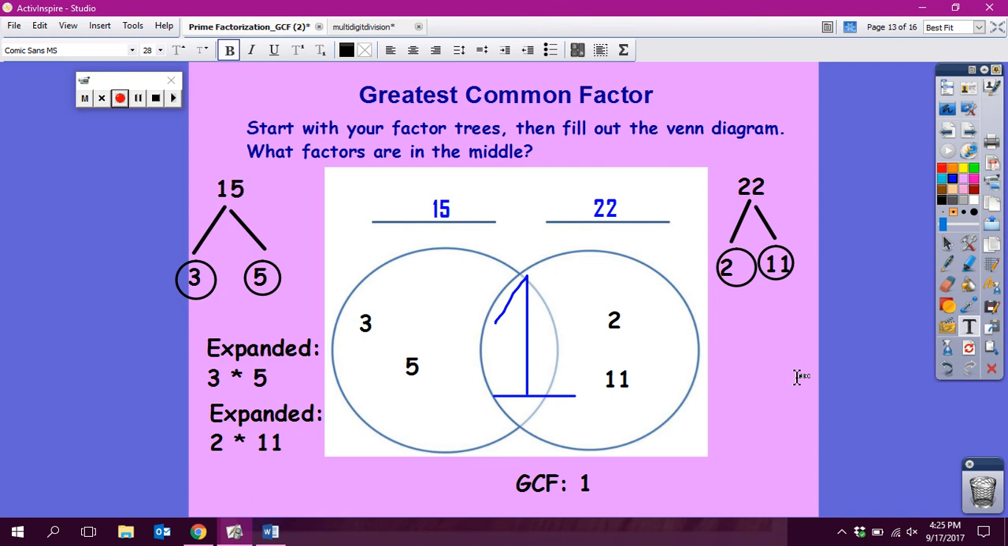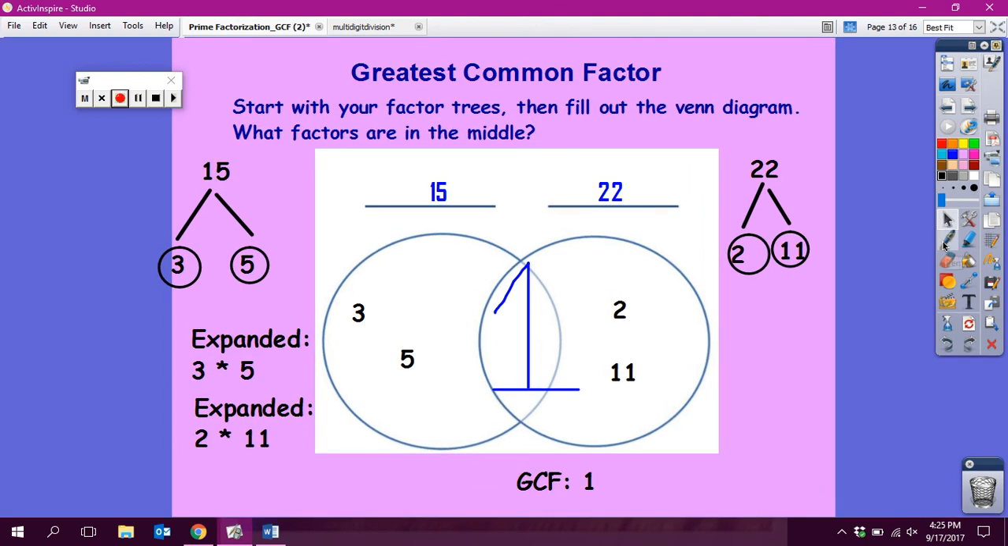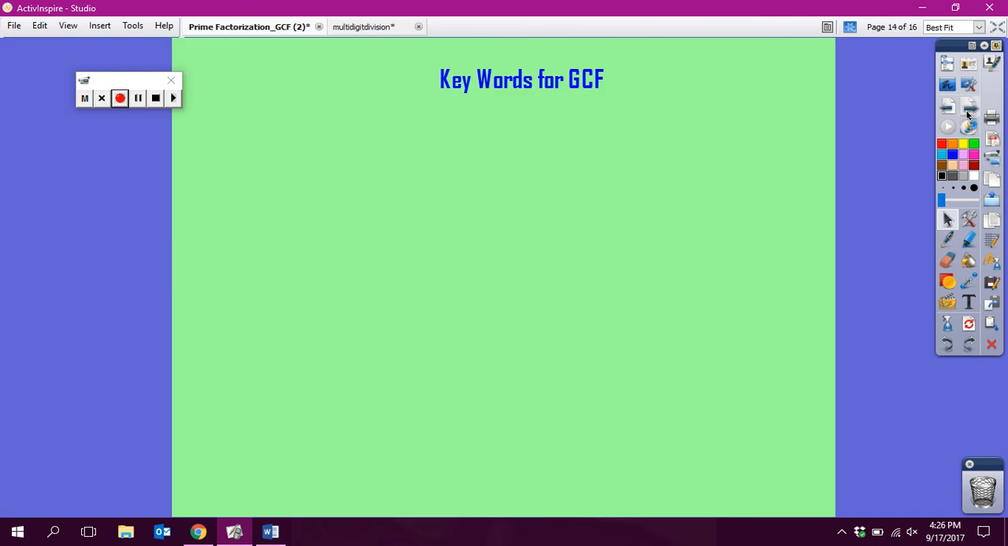If they share nothing in common, their greatest common factor is automatically 1, because 1 is a factor of every single counting number. Now remember, 0 is not a counting number, so you cannot use that as one of your factors. 1 and up only. Okay, so your keywords for GCF.